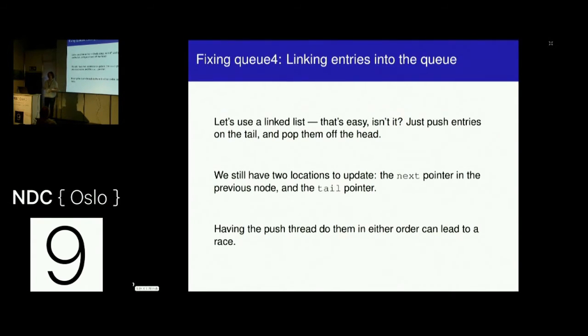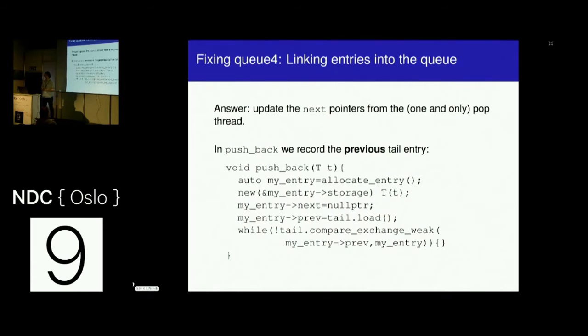But we still have 2 locations to update. We've got a linked list which has a node with a pointer to the next node. We've got the tail pointer that says this is the last node in the list. We want to add a new node. We need to change the tail pointer to point to our new node, and we need to change the next pointer from the existing one to point to our new node. There are 2 things to update, and whichever order you try and do them, you can end up with a race. So it's still not straightforward.